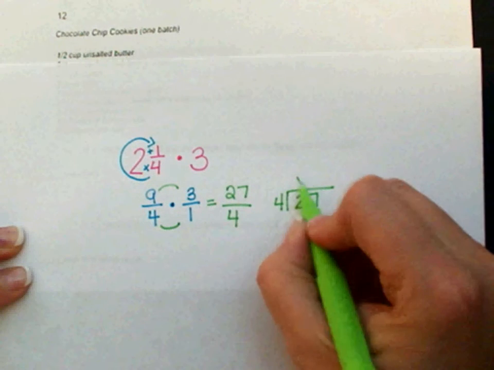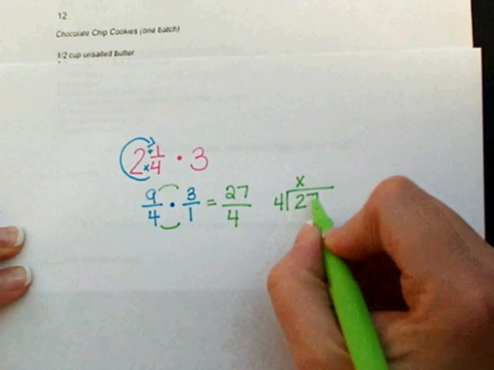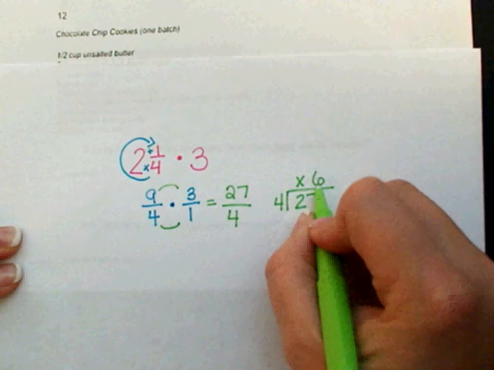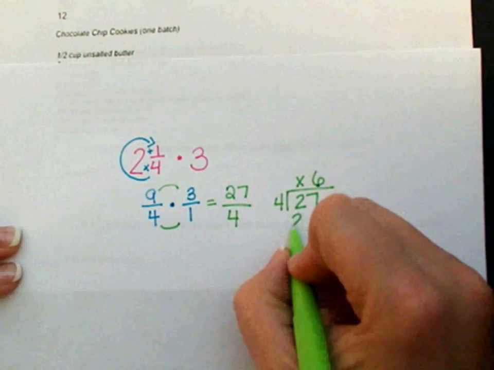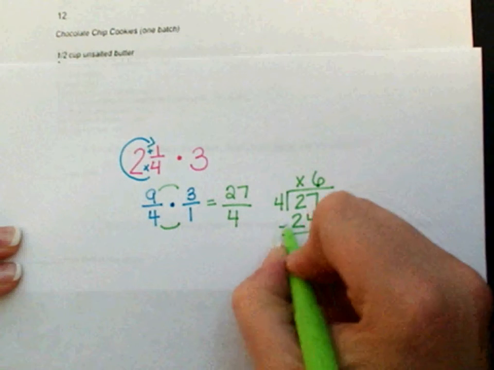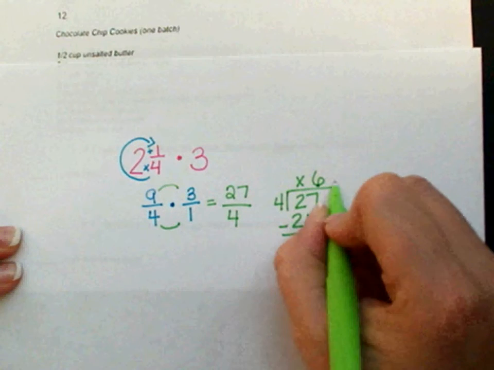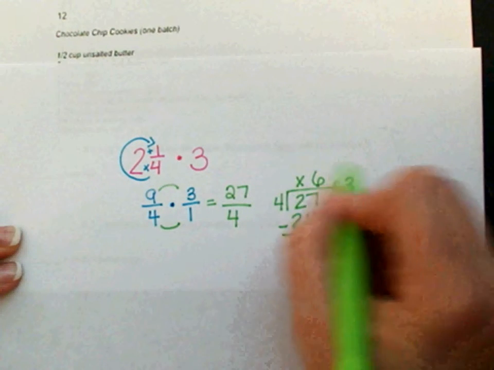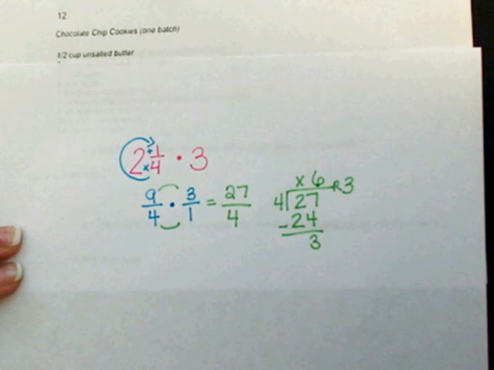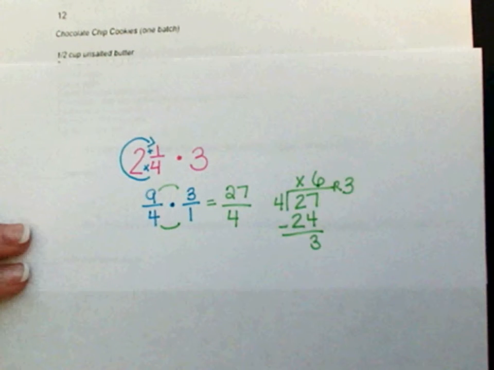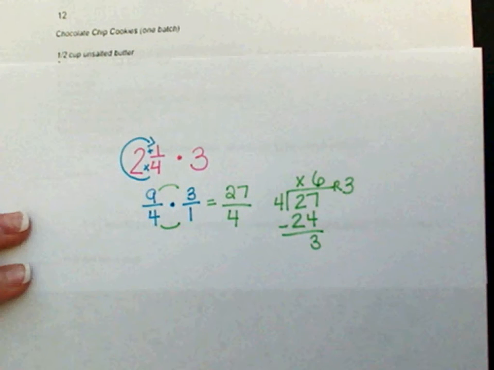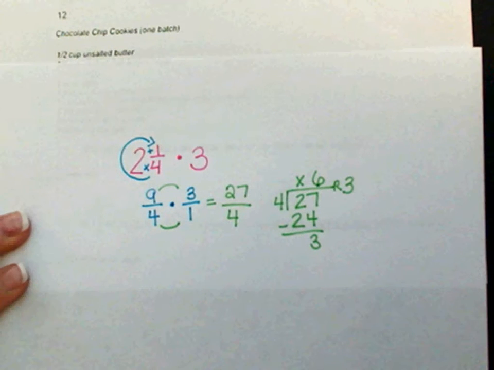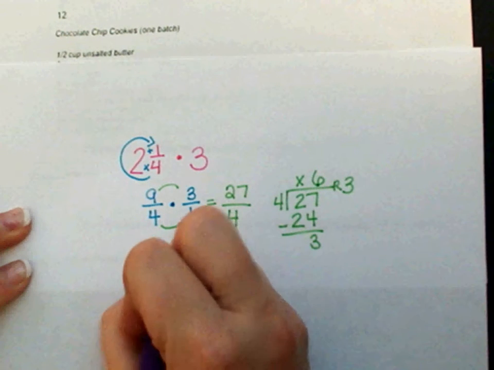Now we do have an improper, and here we're going to get it out of the improper into a mixed. So I'm going to divide 27 divided by 4. 4 does not go into 2, but it does go into 27 6 times. 6 times 4 is 24. 27 minus 24 is 3, remainder 3.